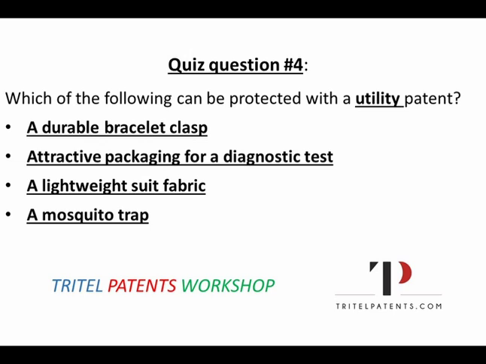Number 3, a lightweight suit fabric. Absolutely. This is a classic example of something that is going to be covered by a utility patent. Number 4, a mosquito trap. Again, an example of something which, yes, would be covered by a utility patent.